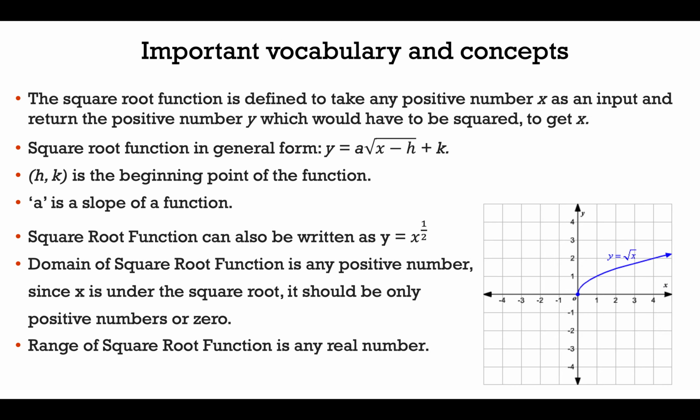Then let's talk about the domain and range for the square root function. So the domain of the square root function is any positive number. From the perspective of mathematics, since x is under the square root, it should only be positive numbers or 0. If it doesn't follow this, imagine that x can only be an imaginary number. It doesn't make any sense.